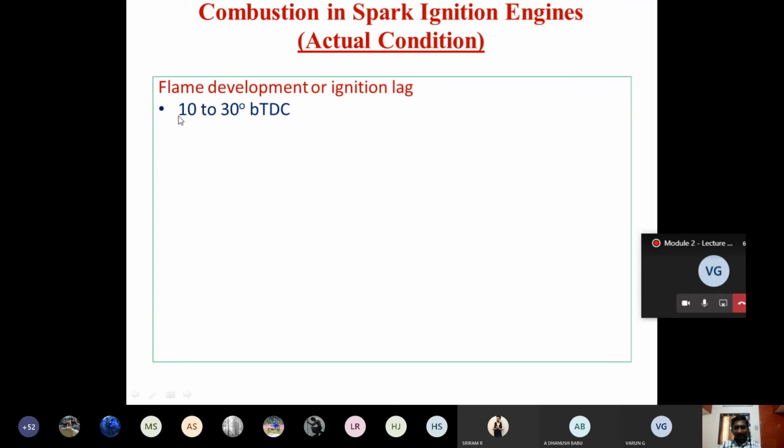Flame development occurs from here. I have written 30 degrees, normally we say 20 degrees before TDC, to 8 degrees before TDC. In the diagram we discussed initially, 8 degrees, right? From 20 to 8 degrees before TDC, this first stage of combustion takes place.